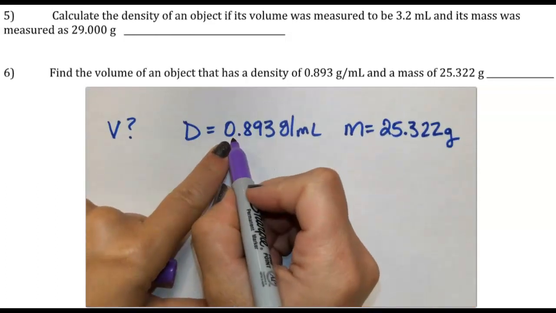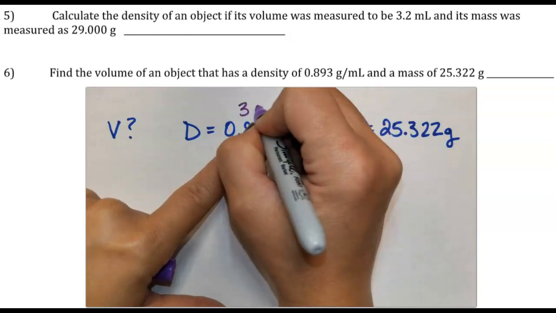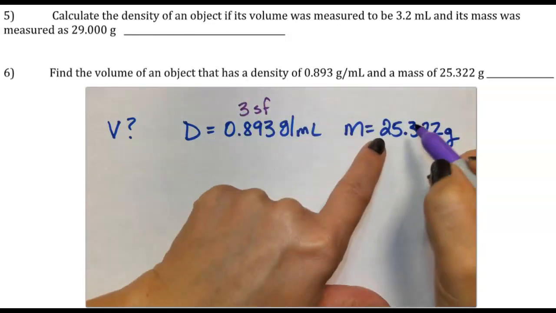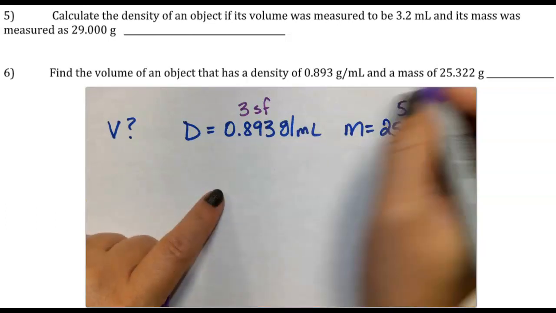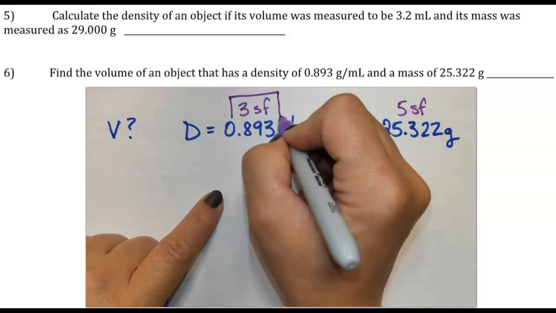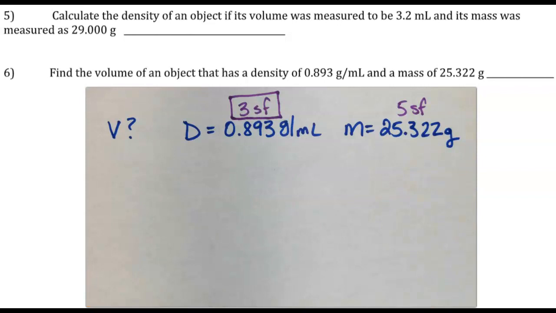We have here a leading 0, not significant. The 8, the 9, the 3 gives this 3 sig figs. And then over here we have 1, 2, 3, 4, 5 significant figures. So our final answer can only have the least number of sig figs of our givens. So our final answer will be rounded to have 3 significant figures.